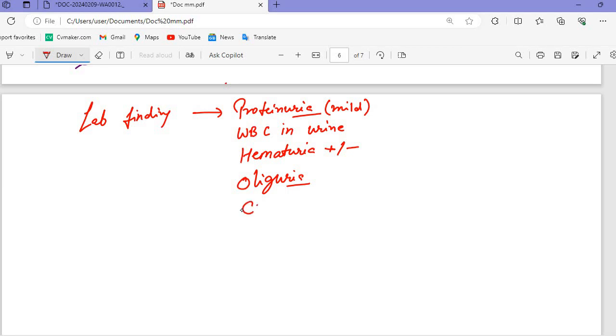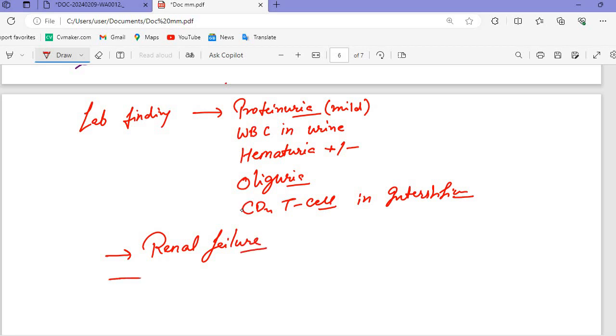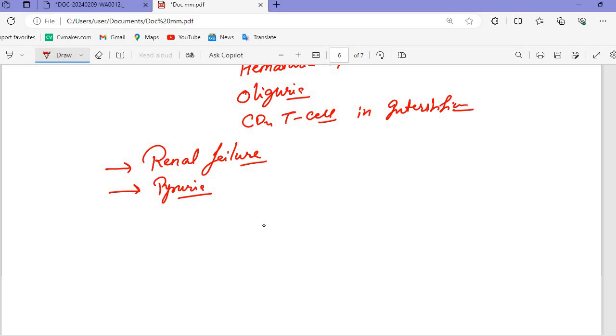There will be CD4 T cells. You remember CD4 T cells in the interstitium. This is a very important point. Finally, renal failure can be possible. The patient can have pyuria. What is pyuria? Pus in the urine, that is pyuria.